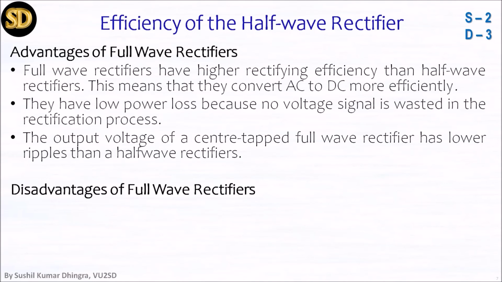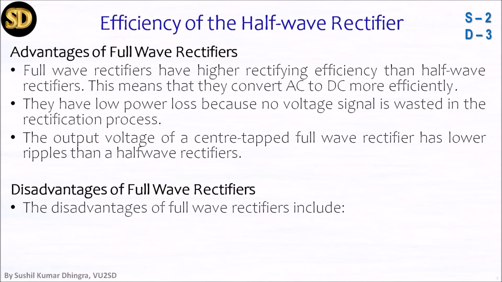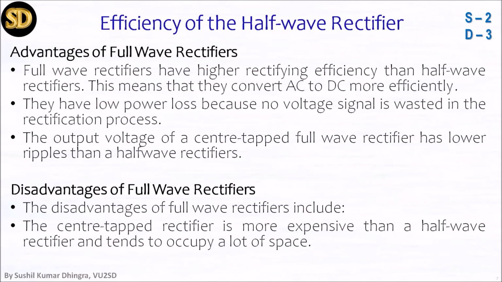But there are disadvantages also of a full wave rectifier. Number one, we need a transformer, which is very costly and expensive. For half wave it is optional or not required. Just a single diode is enough. But in the case of a full wave rectifier, we need two diodes and a transformer is essential here. So this is less cost effective.